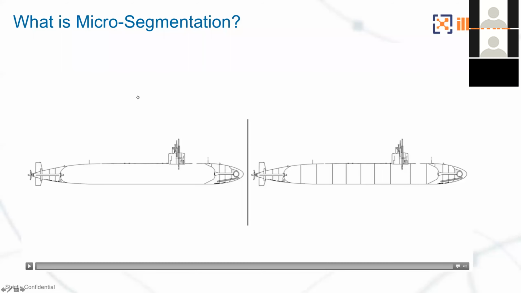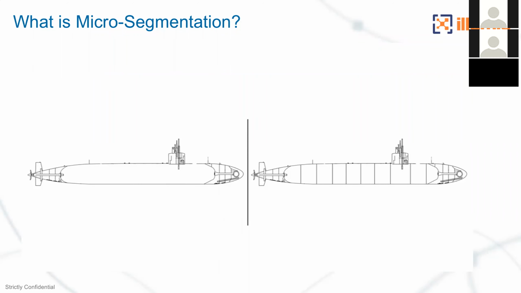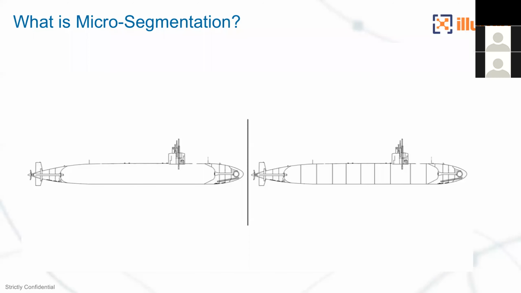All right, so I figured it's good to start with what is microsegmentation. It's a little bit corny, but I do think the submarine analogy really sums it up well. On the left, we've got a submarine with no compartmentalization, one that obviously wouldn't really exist today. On the right, we have one as they're typically designed, with several watertight compartments.